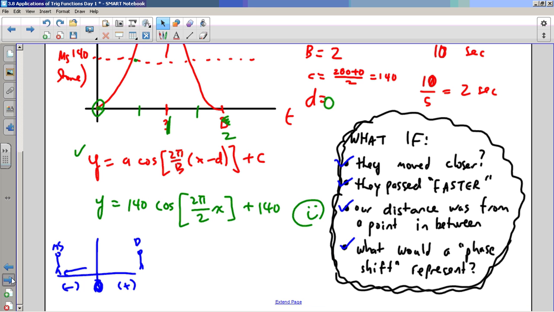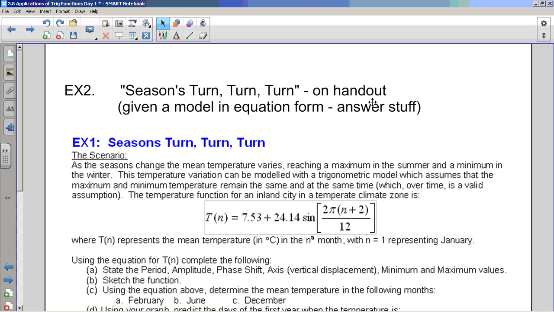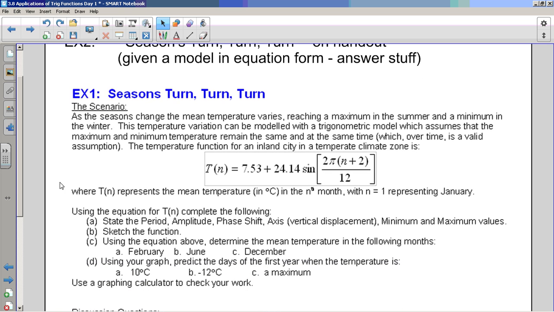The next one is a different type. Instead of having to come up with the model of a situation that's given to you, this one has been modeled for you. Here's a situation, there's the equation, now we have to use it. Okay? So you pause the video and read, and then we'll be back at it. I don't have to pause the video for you to read.